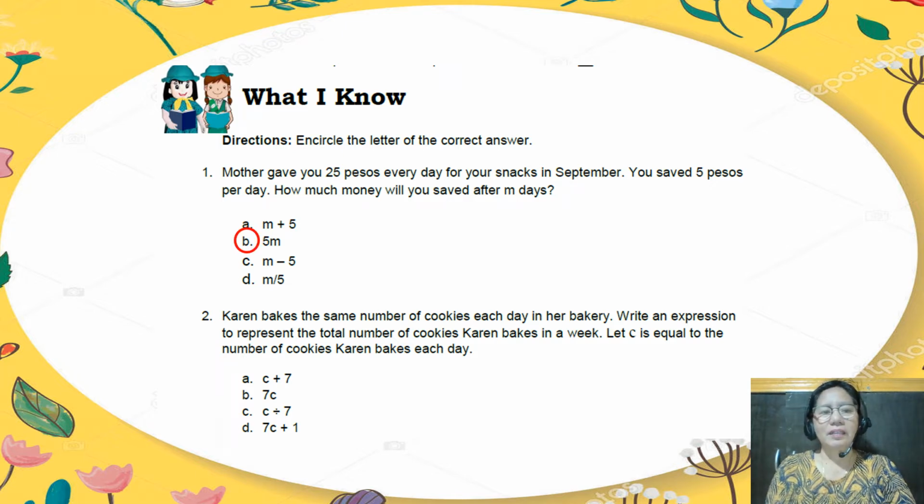Next, Karen bakes the same number of cookies each day in her bakery. Write an expression to represent the total number of cookies Karen bakes in a week. Let C be the number of cookies Karen bakes each day. So again, to come up with the number of cookies, you are going to multiply 7 by C. So 7C, letter B.